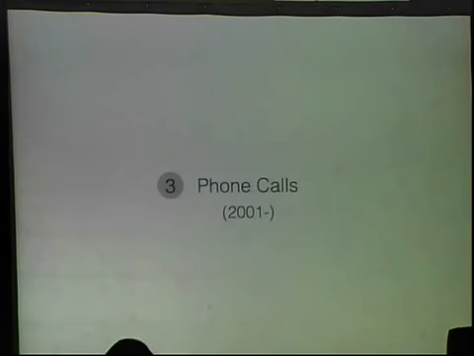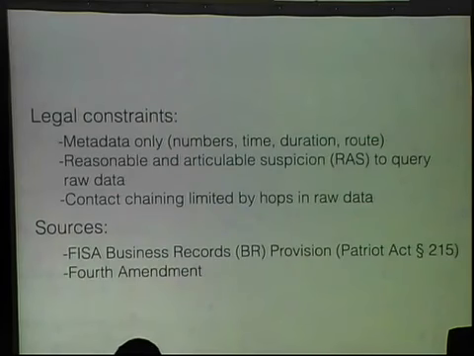Phone calls have certainly been in the news. One of the earliest of the very controversial NSA programs. The legal constraints here look an awful lot like the legal constraints around the email metadata program. Again, metadata only. Again, RAS for querying. There's contact chaining allowed here. Contact chaining also is allowed for the email program, by the way. The idea being you don't just look at the metadata of a target, but you can look a few degrees removed. In the news, very controversial.